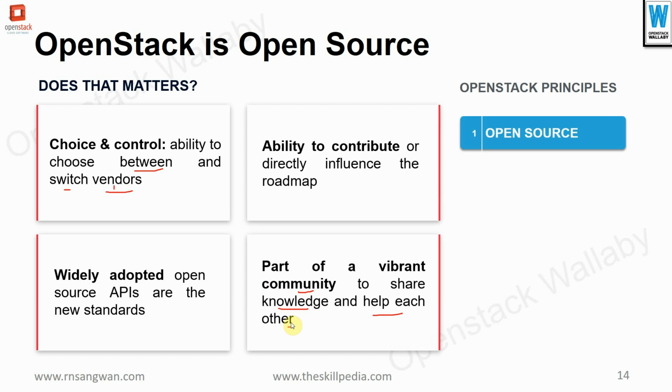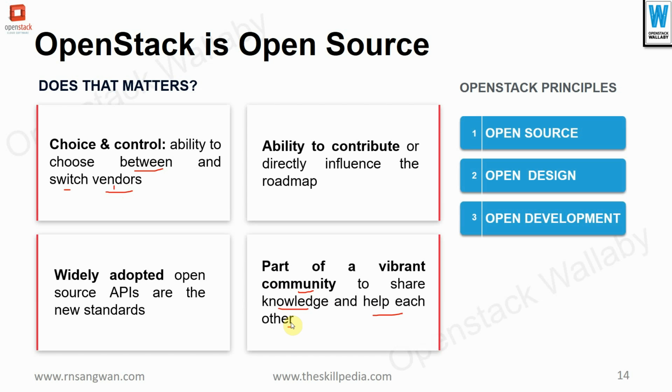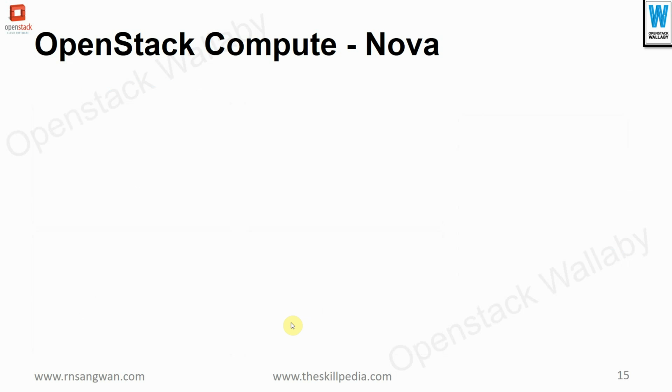What are the OpenStack principles? Principle number one, open source. Source code is available. Principle two, open design. Design is open. Principle three, open development. Principle number four, open community. So open source, open design, open development, open community. These are all principles of OpenStack.